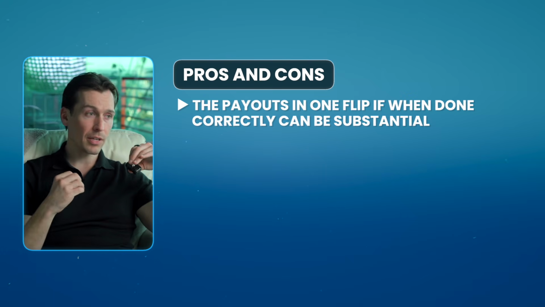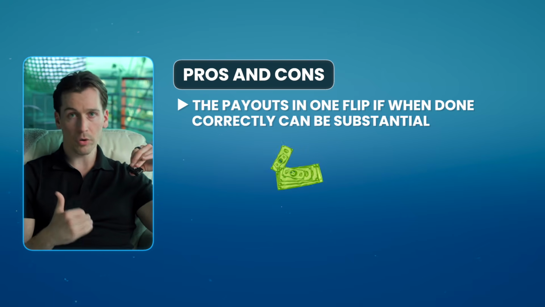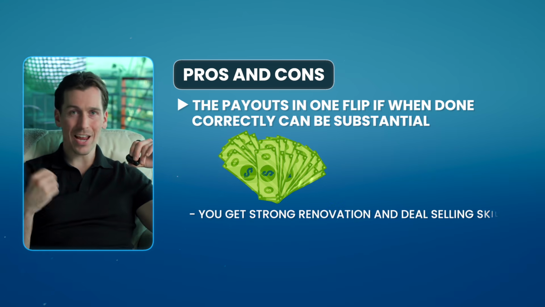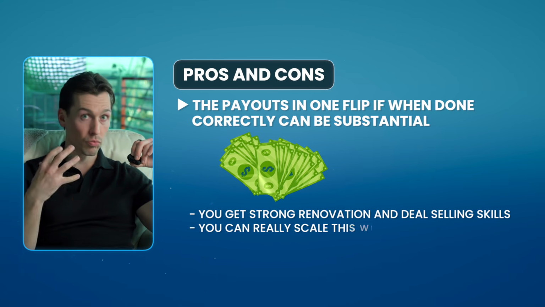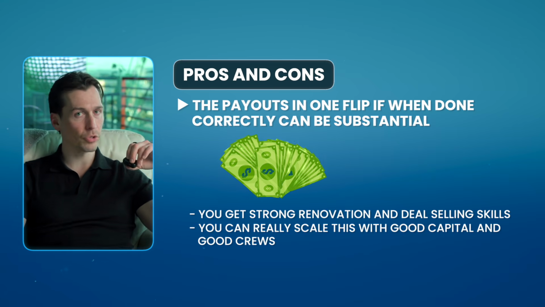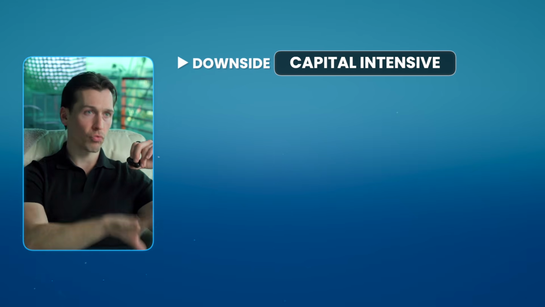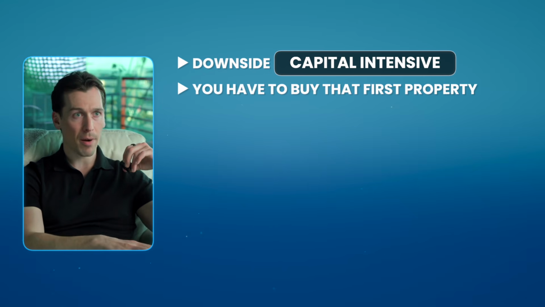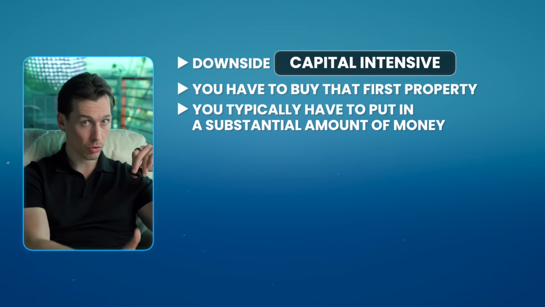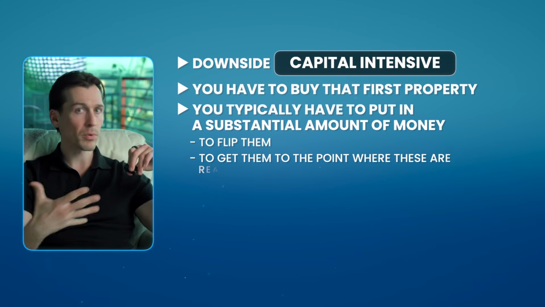Here are some of the pros and cons of fixing and flipping. The payouts in one flip, when done correctly, can be substantial, like literally six-figure checks. You get strong renovation and deal selling skills, and you can really scale this with good capital and good crews. But the downside is it is extremely capital intensive. You have to buy that first property. You typically have to put in a substantial amount of money to flip them to get them to the point where these are really profitable.